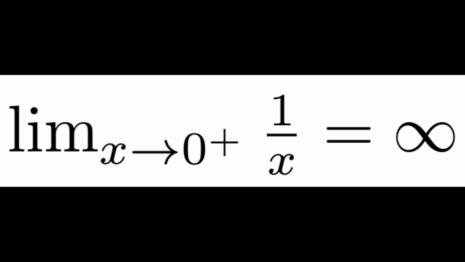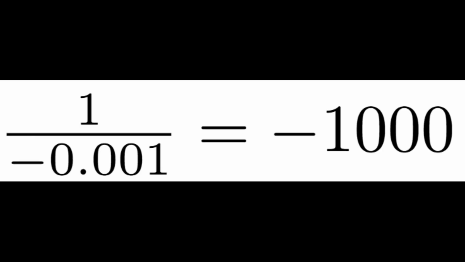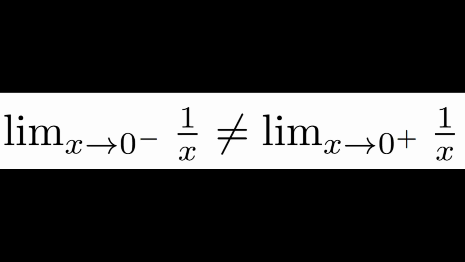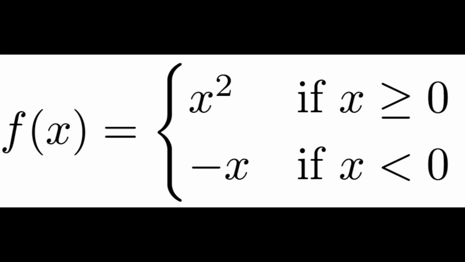But that's just the right-handed limit, denoted by the small plus over the 0. If we look at it from the other side and test minus 0.1 and minus 0.01, we see it's approaching negative infinity. This is the left-handed limit, denoted with the minus. These two limits being different means that the limit doesn't exist at 0, and that we have to specify which side we are approaching from. This is usually more important for piecewise functions, especially on their boundaries.